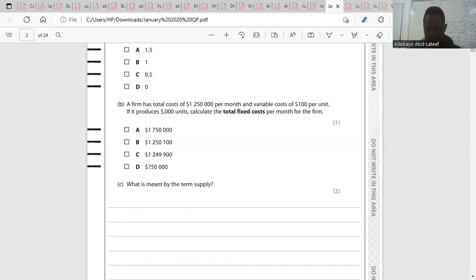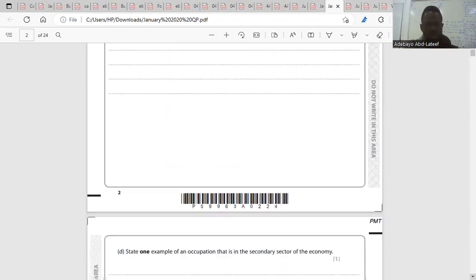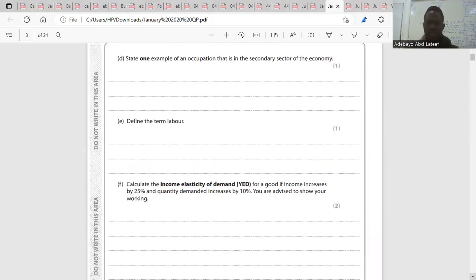The answer is D. We go to C. They said, what is meant by the term supply? Supply is the quantity of goods or services firms or producers are willing to produce at a given price and time. Is that clear? We go on. D. Yeah. Willing and able to produce. When you produce yourself, it's yourself. If it's not there, move on, please.